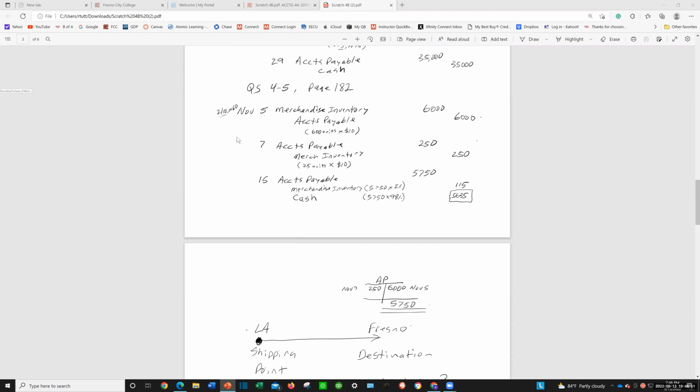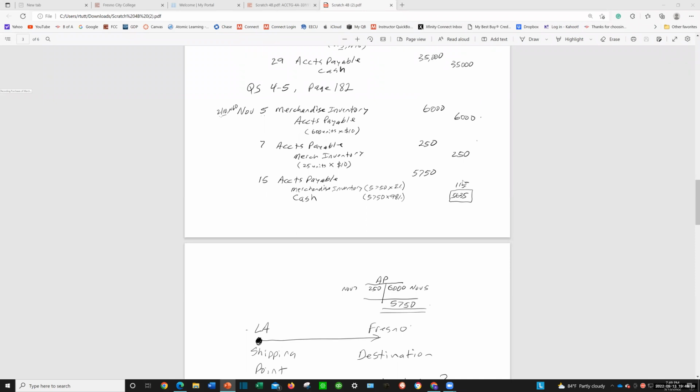Remember, the terms were 2/10, n/60, and we are paying it within the discount period. So what's 2% of that 5,750? 5,750 times 2%, that's $115. Well, how much cash do we have to pay? Plug and chug. 5,750 minus 115, we're going to have to pay $5,635. Okay, so that's our credit to cash.